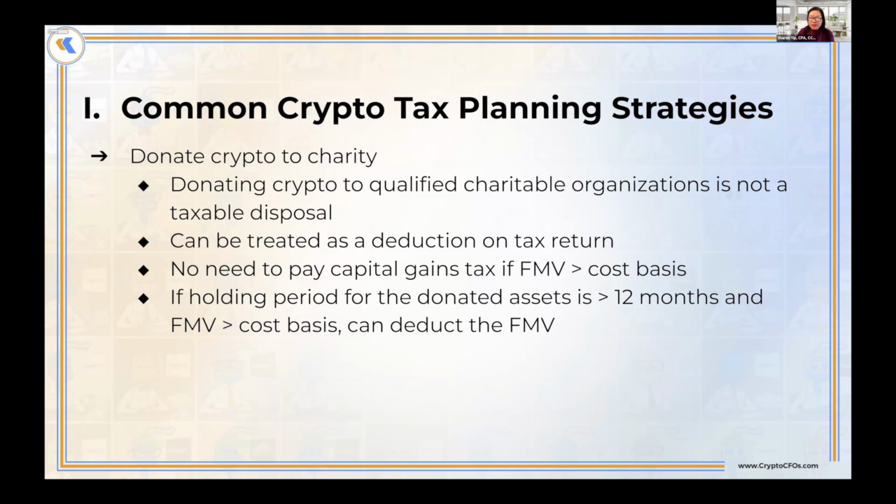Some people consider this a double dip because not only do you not need to report any capital gains on the increase in your crypto value when you donate it, you can also get a tax deduction at the fair market value, which is higher than your cost basis. So this is probably a very good strategy for some people.